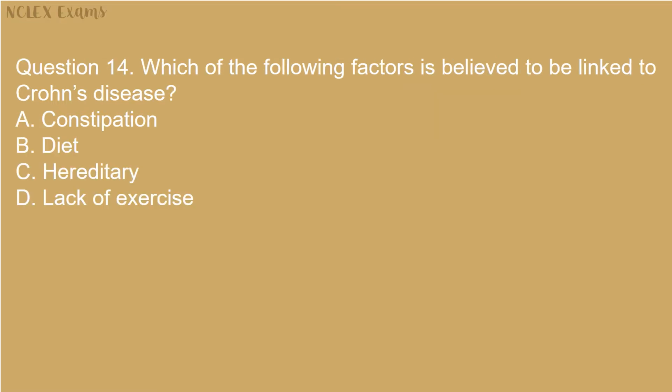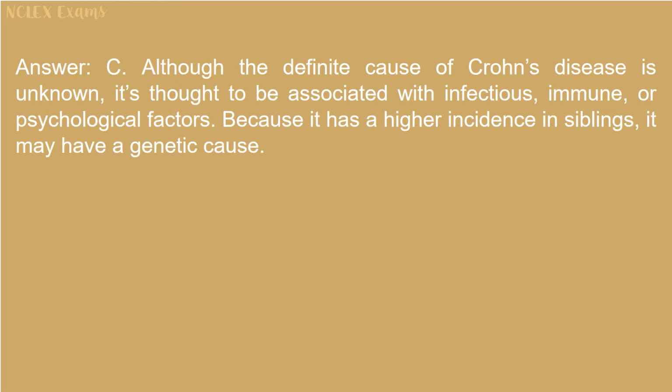Question 14. Which of the following factors is believed to be linked to Crohn's disease? A. Constipation. B. Diet. C. Hereditary. D. Lack of exercise. Answer C. Although the definite cause of Crohn's disease is unknown, it's thought to be associated with infectious, immune, or psychological factors. Because it has a higher incidence in siblings, it may have a genetic cause.